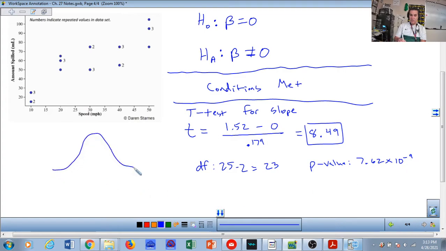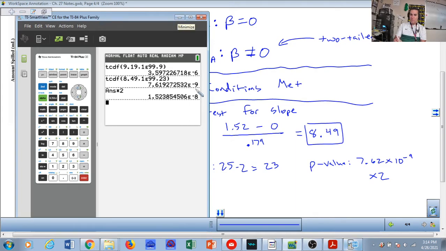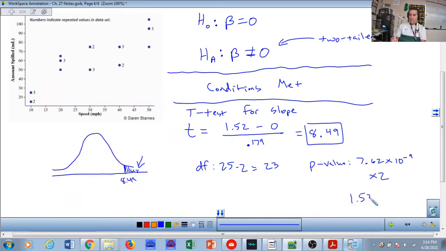That is the p-value way up here. I can barely fit it, right? It's 8.49 right there. That's this part right here. Well, we just did a two-tailed test, not a one-tailed test. So because this was a two-tailed test, I need to double what the calculator gave me. So take that, times it by 2, and that is your p, which isn't much better, 1.52 times 10 to the negative 8th. But now at least I have the right p-value. So there's the correct p-value.